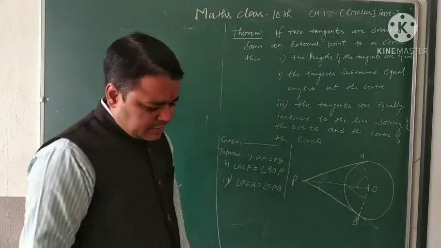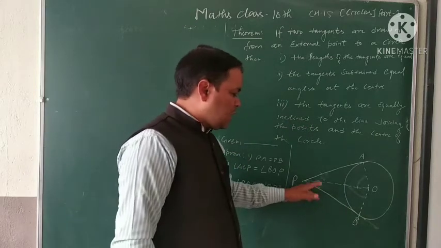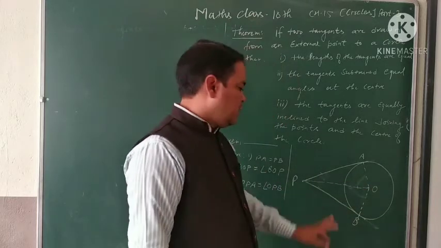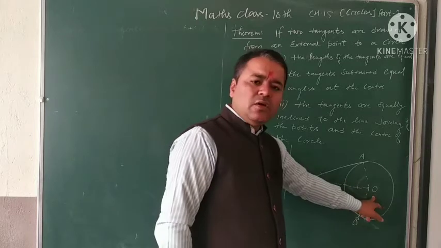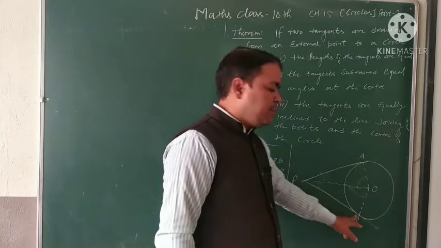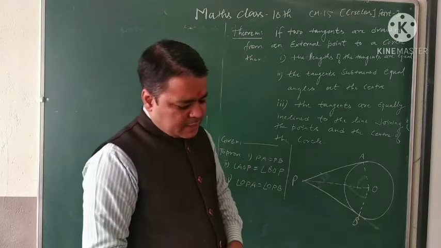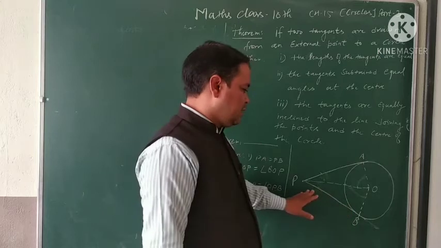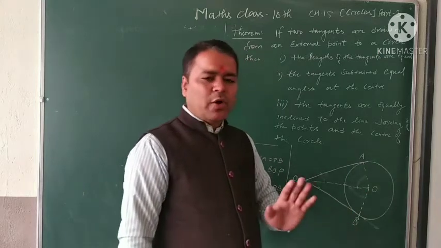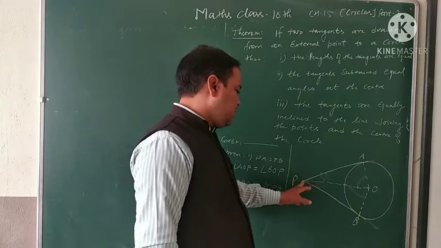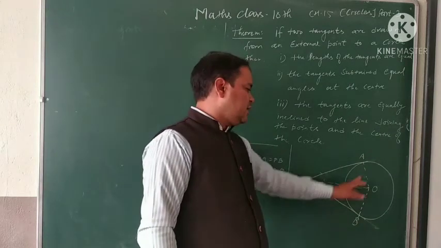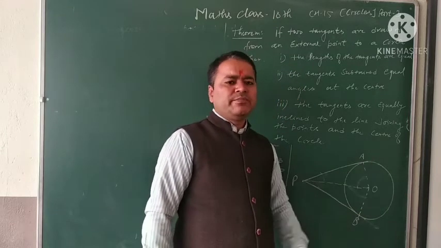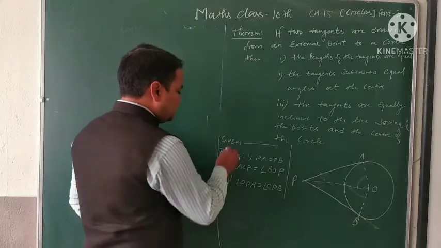So what do we write in the given portion? We write that P is an external point to a circle with center O. PA and PB are two tangents from P to the circle, and A and B are the points of contact. It means if PA and PB are tangents, then A and B are common points on the boundary of the circle. In this way, you should write the given portion.